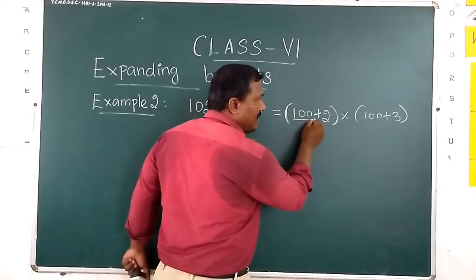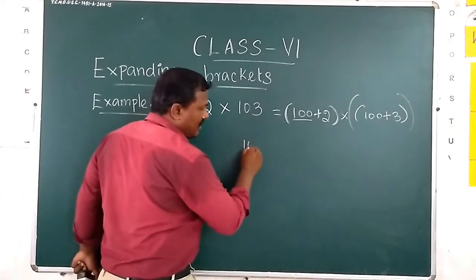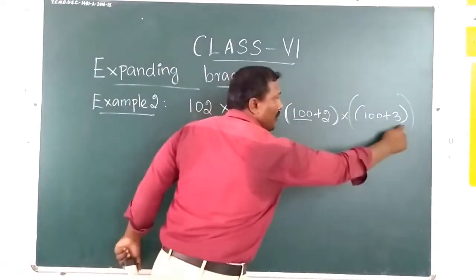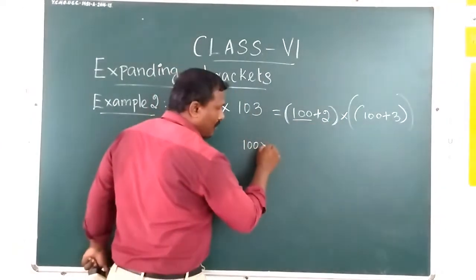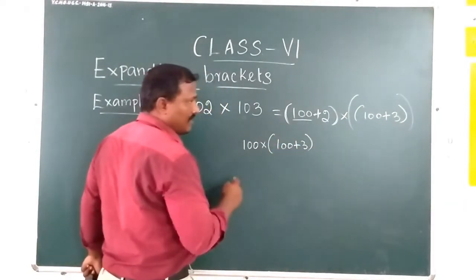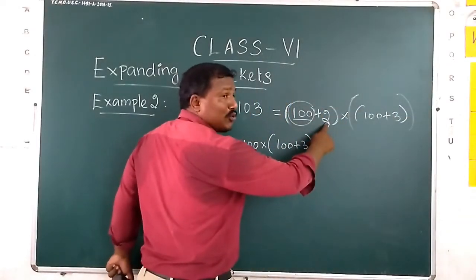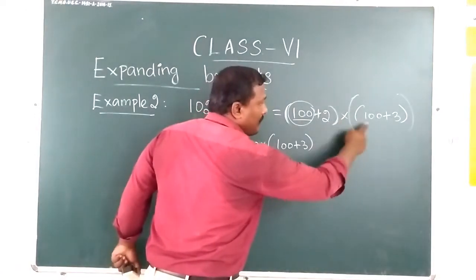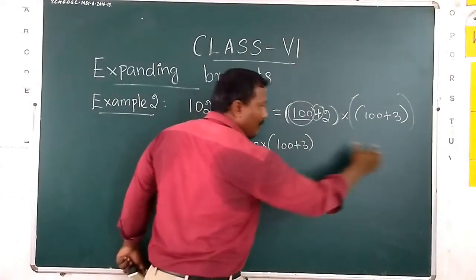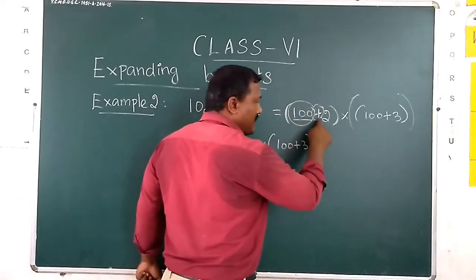First, I will take this 100 and multiply it with this whole number. It's a multiplication, so I multiply this 100 with the whole inside the bracket, 100 plus 3. Inside this, what will happen? We have to multiply both and then we have to add. So put plus.